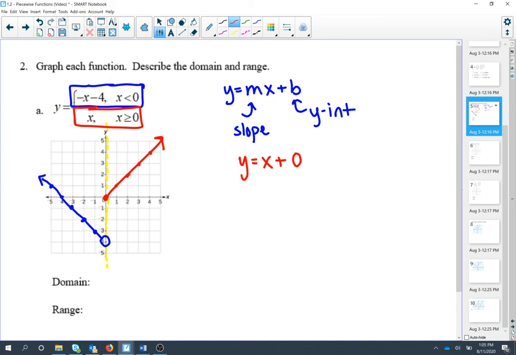and there's your piecewise function. Now, domain. Let me grab my highlighter.